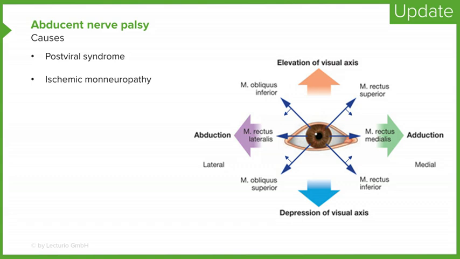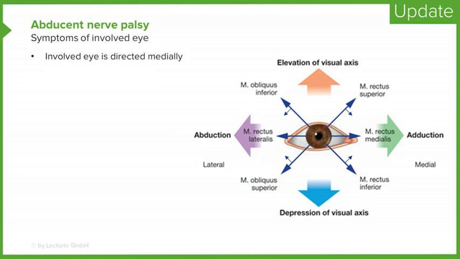Switching to the abducens nerve palsy, the two common causes are a post-viral syndrome and an ischemic mononeuropathy. With this palsy, the involved eye is directed medially.